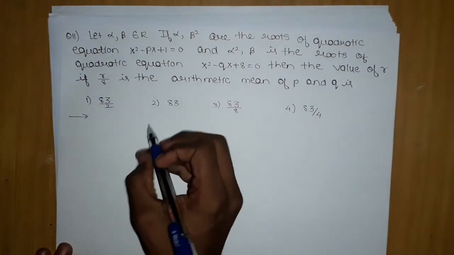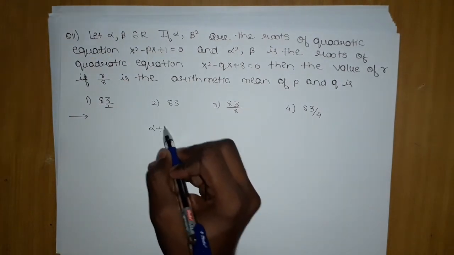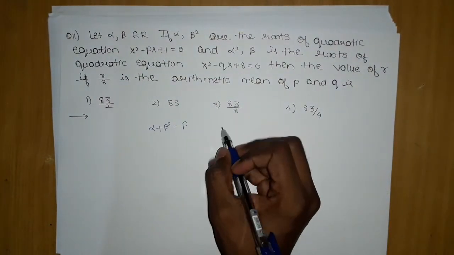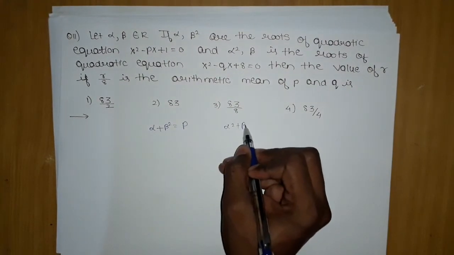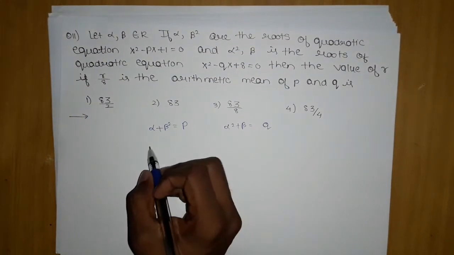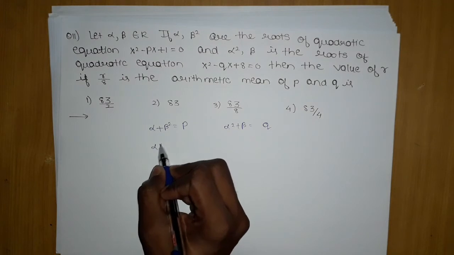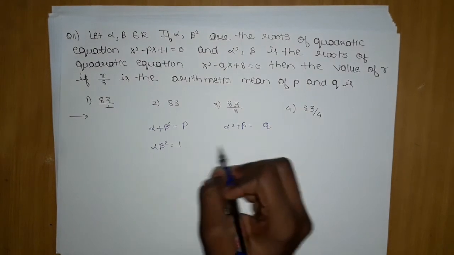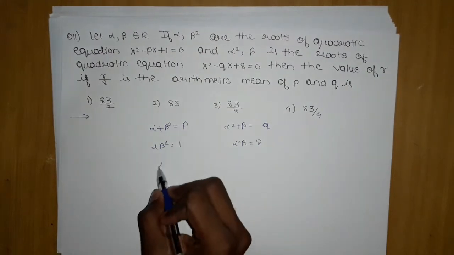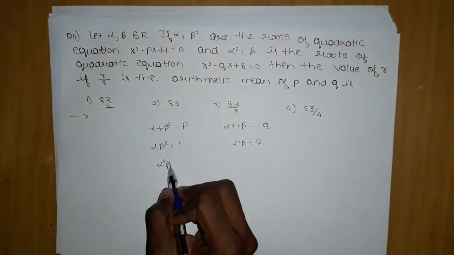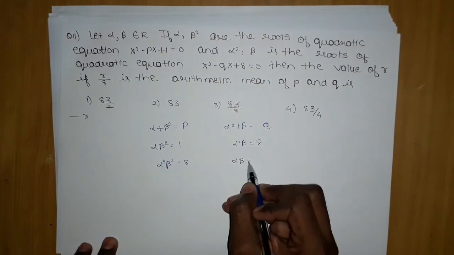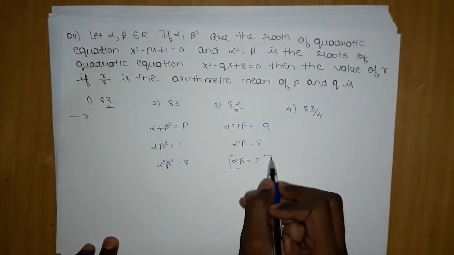First thing you can clearly see that alpha plus beta square is nothing but P, since the sum of the roots is minus B by A, and alpha square plus beta is nothing but Q, again minus B by A. One more thing you can see is that alpha into beta square is nothing but 1, and alpha square beta is nothing but 8. If I multiply these two, alpha cube beta cube will give me 8, which gives alpha into beta equals 2. So I got this.